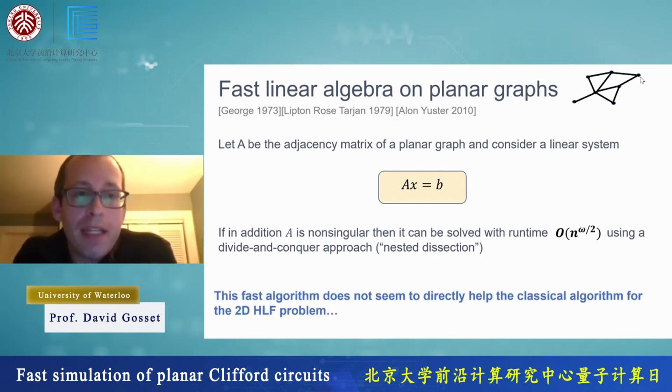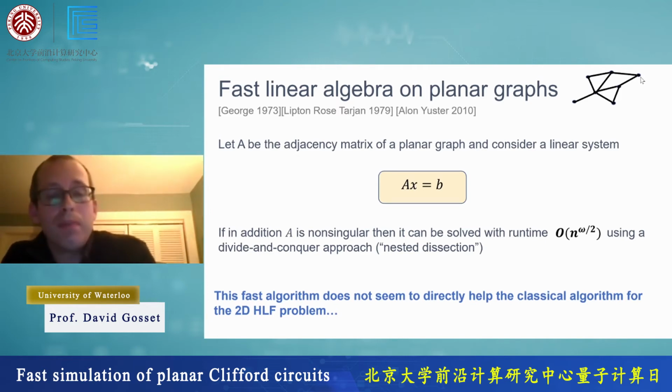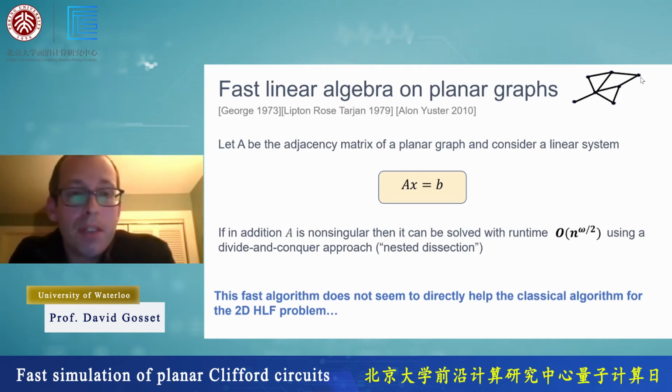But so you might think that, because this 2D hidden linear function problem has a kind of two-dimensional structure, you should be able to use this kind of fast linear algebra on planar graphs to solve it with a square root speedup. But unfortunately, this fast algorithm does not seem to directly help that classical algorithm.